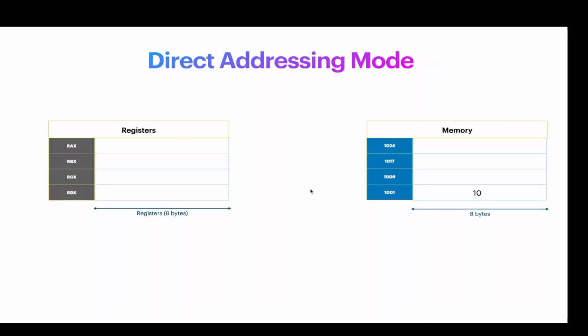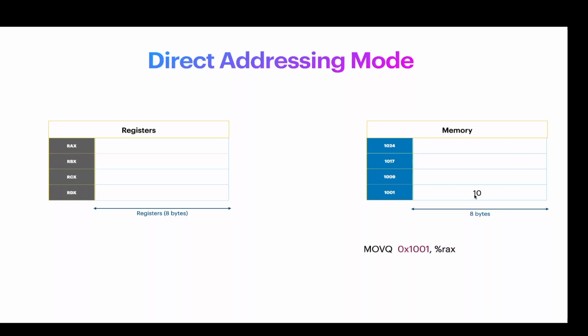Let's look at another addressing mode. It's called a direct addressing mode. And again, these are the contents of the registers. Currently, we have these 4 registers, with no data inside yet. And let's assume this is the contents of the memory. So we have memory locations 1001, 1009, 17, and 24. Again, keep in mind the addresses are 1001, and then the next address location is 1009. The difference is 8 bytes because each of these memory locations is 8 bytes. Let's assume the contents in location 1001 is the number 10.